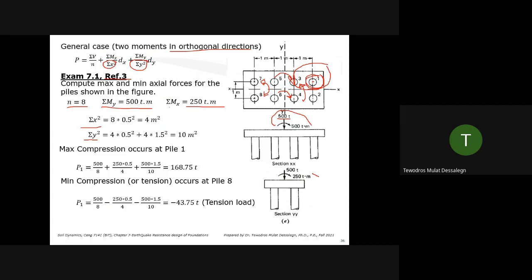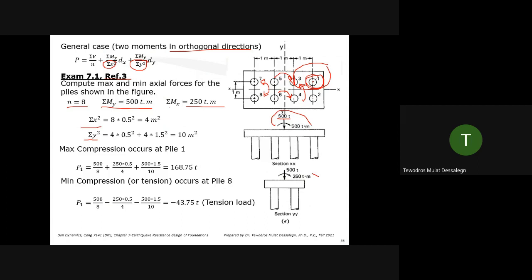Now pile 1, the vertical force, the 500 ton, it will create uniform compression in all piles. But the moments, they will compress one pile and they will create tension on the other side. So we know that pile number 1 will be under compression under the moments. Which pile would be under the maximum tension?